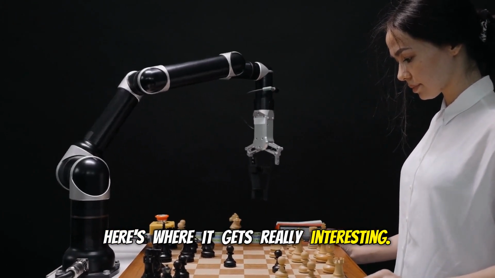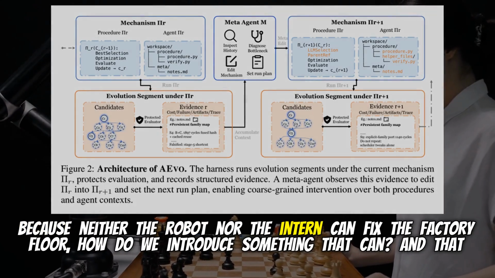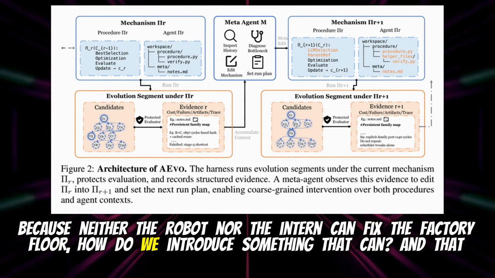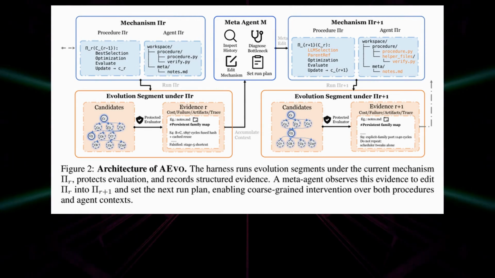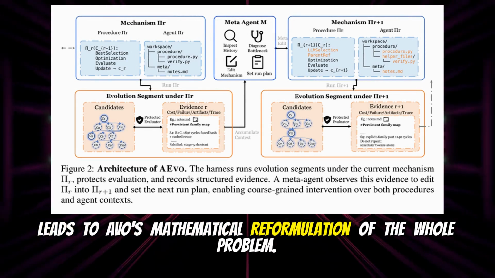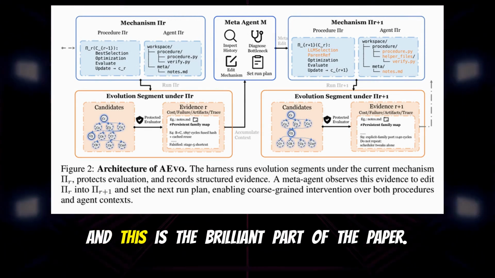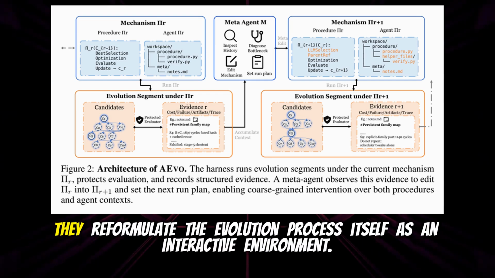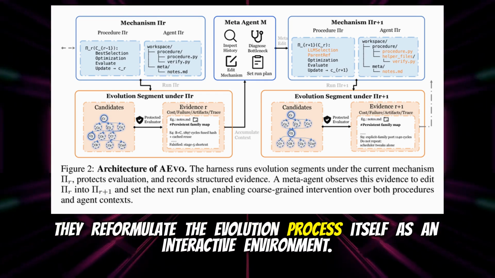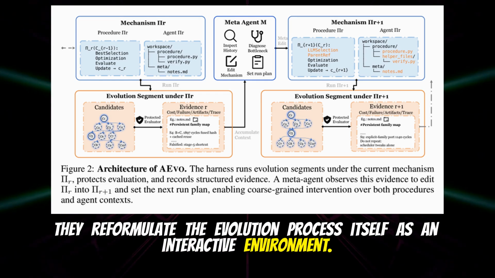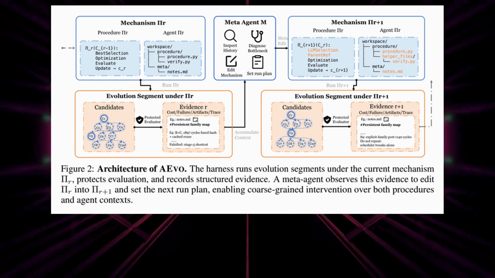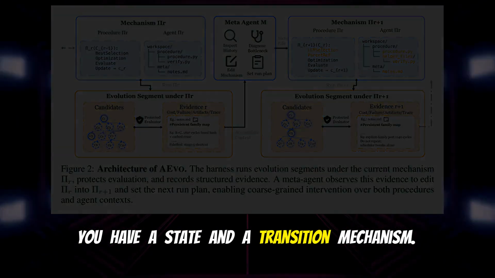Here's where it gets really interesting. Because neither the robot nor the intern can fix the factory floor, how do we introduce something that can? And that leads to AEVO's mathematical reformulation of the whole problem. Right. And this is the brilliant part of the paper. They reformulate the evolution process itself as an interactive environment. So think about standard reinforcement learning. You have a state and a transition mechanism.